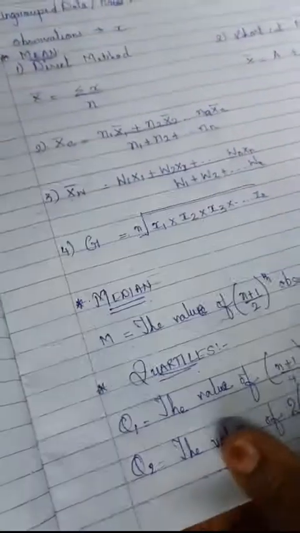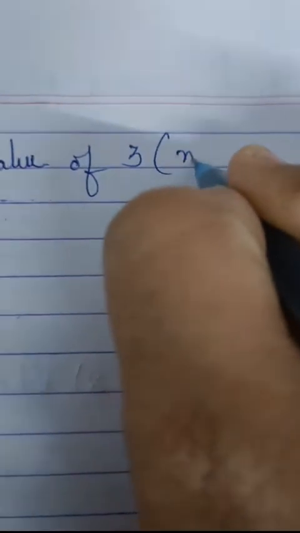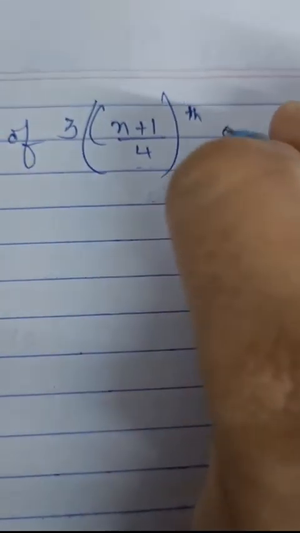Okay, then Q3, the value of 3 into (n plus 1) divided by 4th observation.